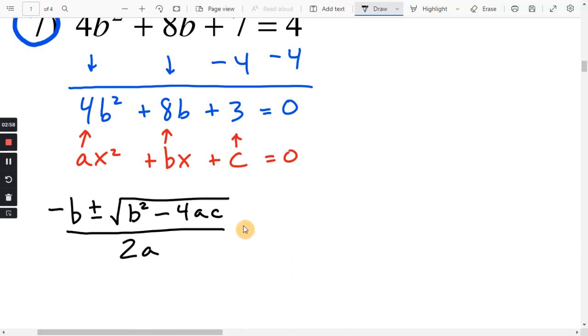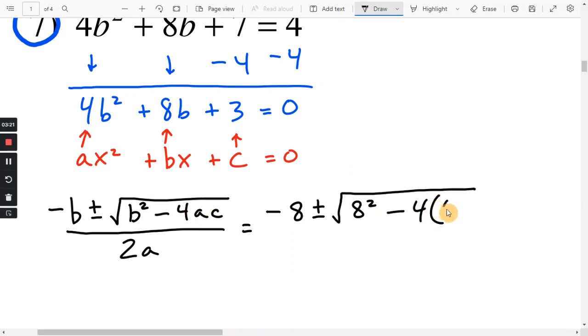So now we just plug in the numbers. Okay, -b is going to be -8 plus or minus radical b squared, so that's 8 squared, minus 4 times a, which is 4, times c, which is 3. And that whole thing is divided by 2 times a, so that's 2 times 4.